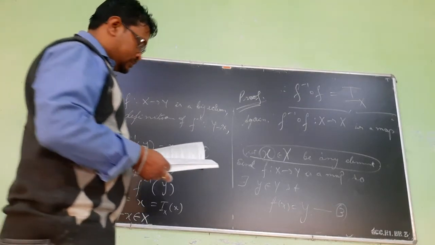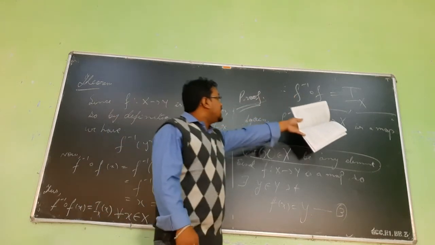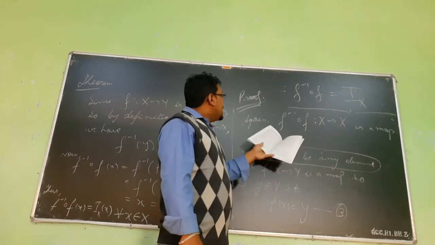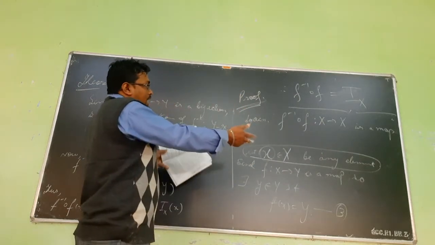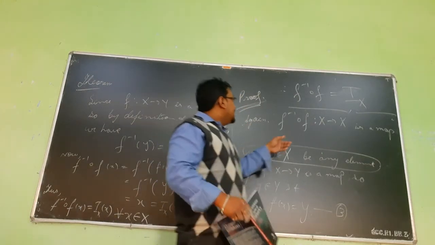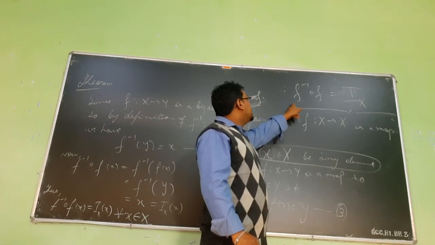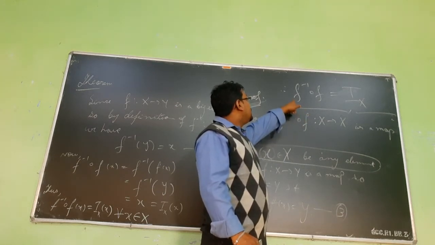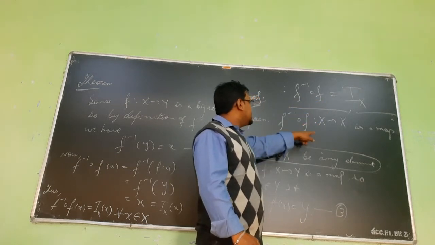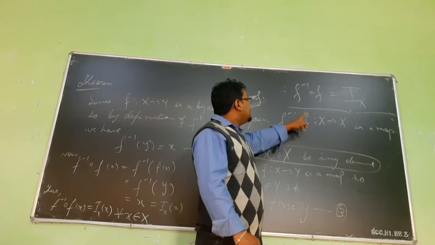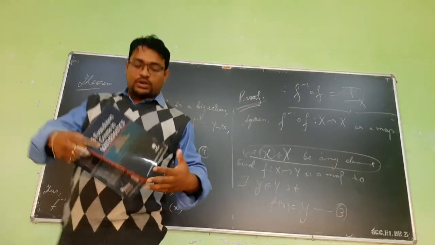Okay. So whenever f is a bijection, f of f inverse is the identity function on Y, and f inverse of f is the identity function on X. The other way also it is true. If there exist two functions g and f for which g of f is identity on X and f of g is identity on Y, then g will be the inverse of f. This is also what I have to prove.